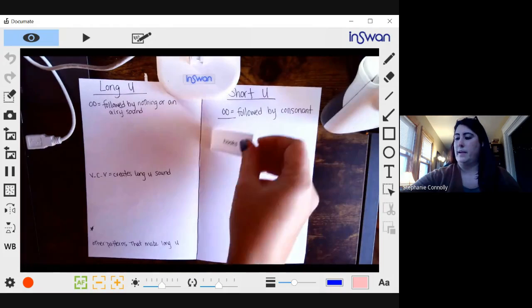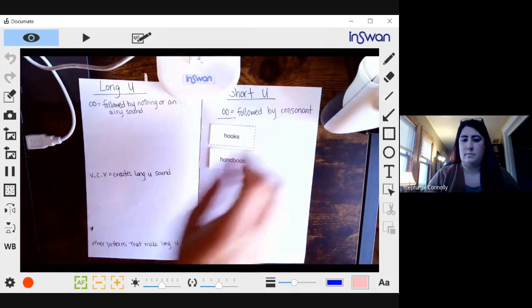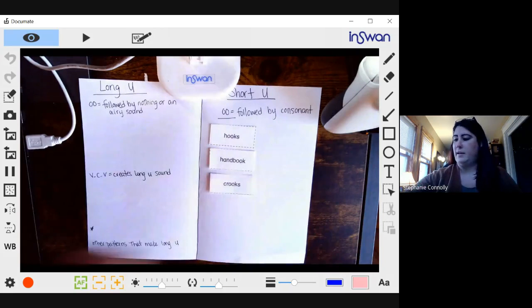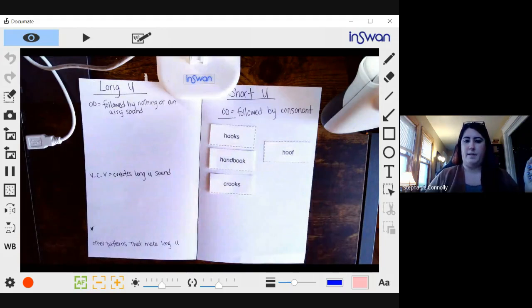So the first word we have is hook. That makes that short U sound. Handbook, crooks, and a hoof, like the bottom of a horse's foot. Okay? And those are not all the words, but those are some of the words with two O's that are followed by a consonant that make the short U sound.